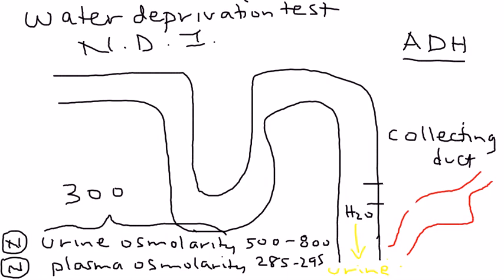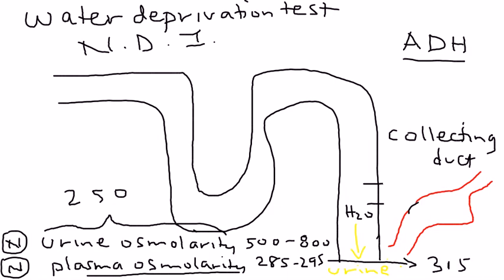Actually, let's go more dramatic than that. Let's just say 250. Now, similarly, because the plasma does not have the water, the plasma will be more concentrated. So the plasma osmolarity will be higher, so let's give it a number, 315, let's say. It's a little more tightly regulated, as you can see, so I don't want to become too dramatic. Okay, so we have these numbers to play with.